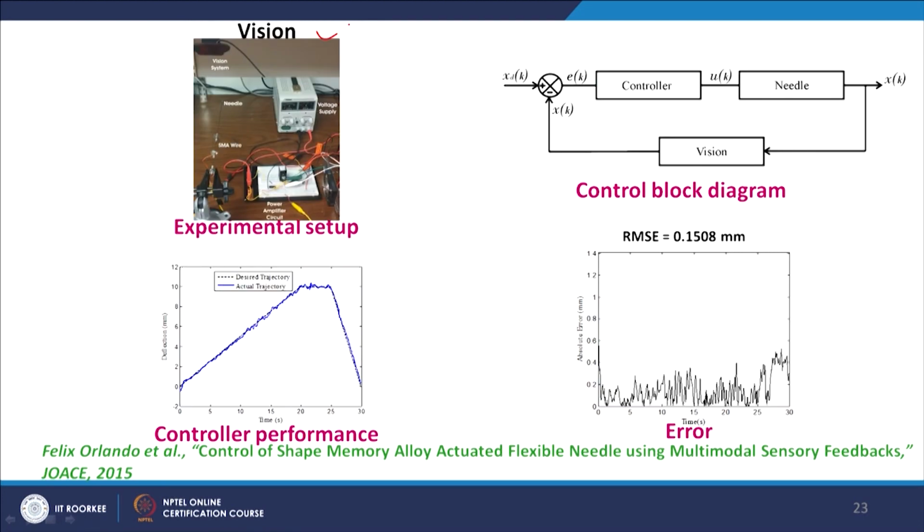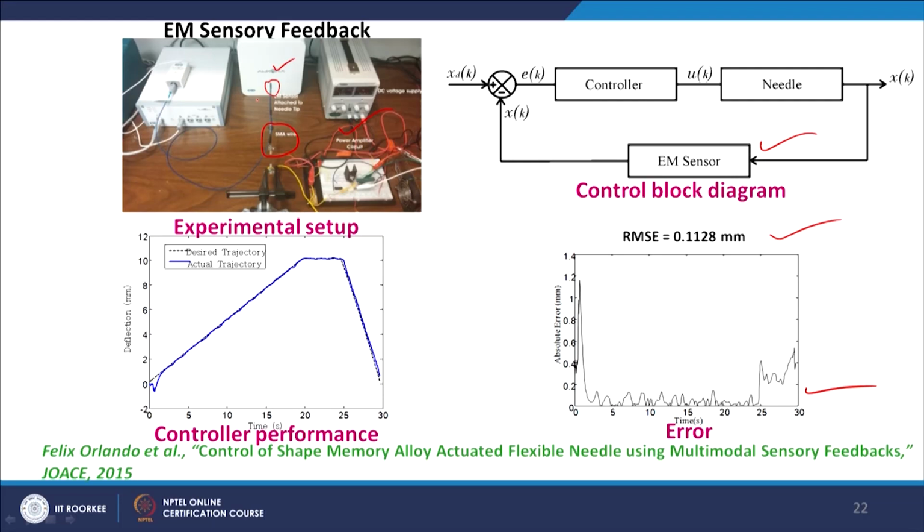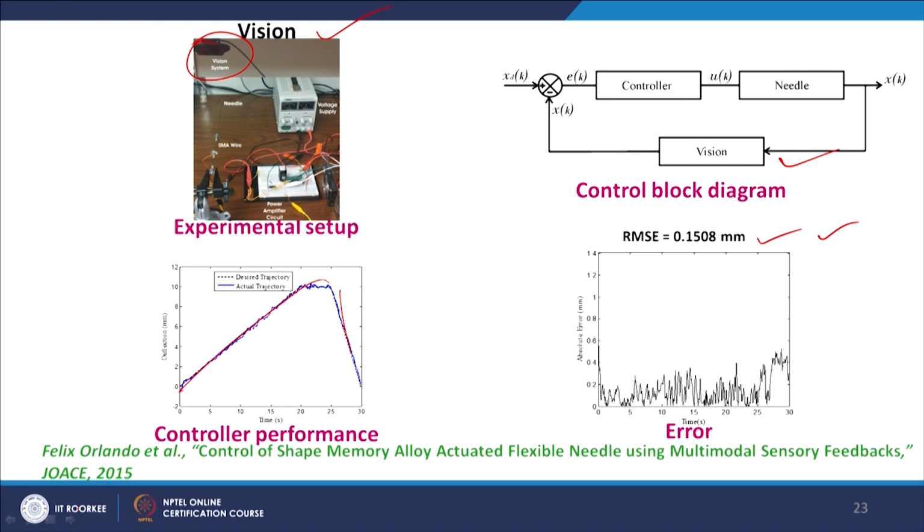Similarly, with the vision feedback, that is through camera feedback of the needle tip, we have observed the controller performance like this, where the root mean square error is 0.1508 millimeter, which is better than the ultrasonic modality, but lesser than the electromagnetic sensory feedback. And in the clinical scenario, electromagnetic sensory feedback is the one that is used as the standard to compare the other feedback modalities such as vision and ultrasound imaging feedback.